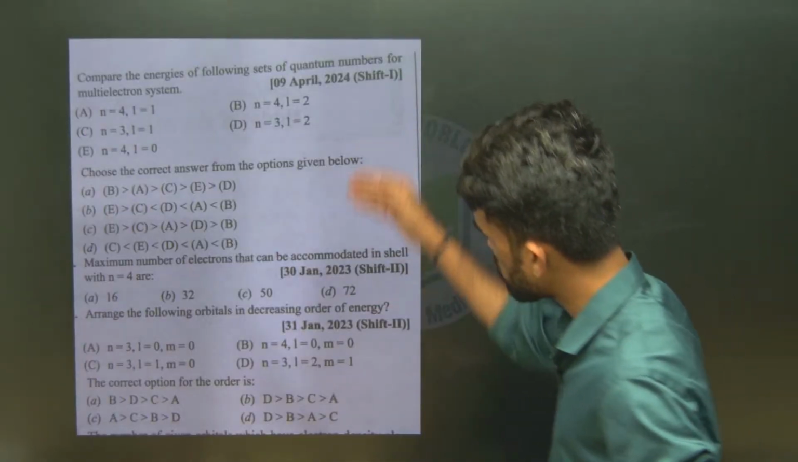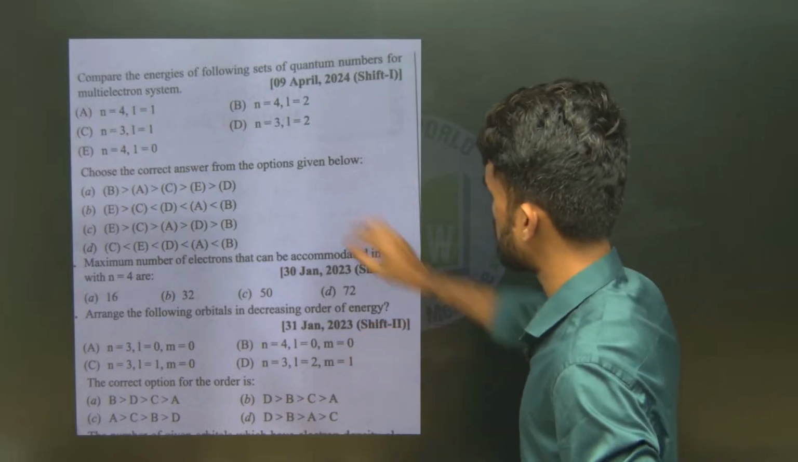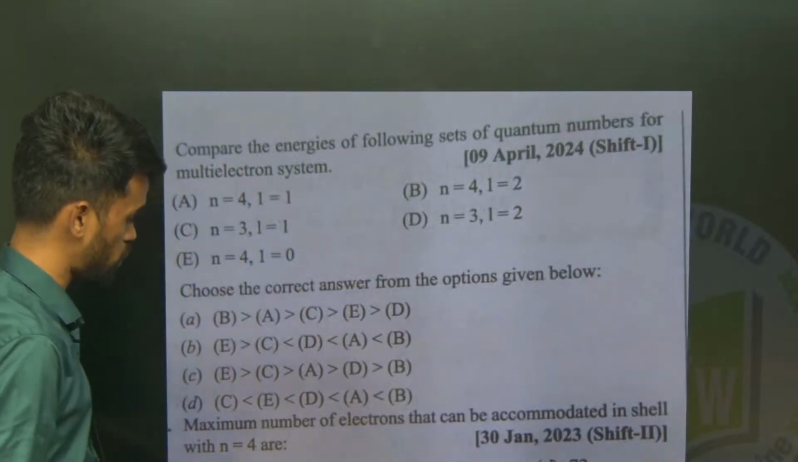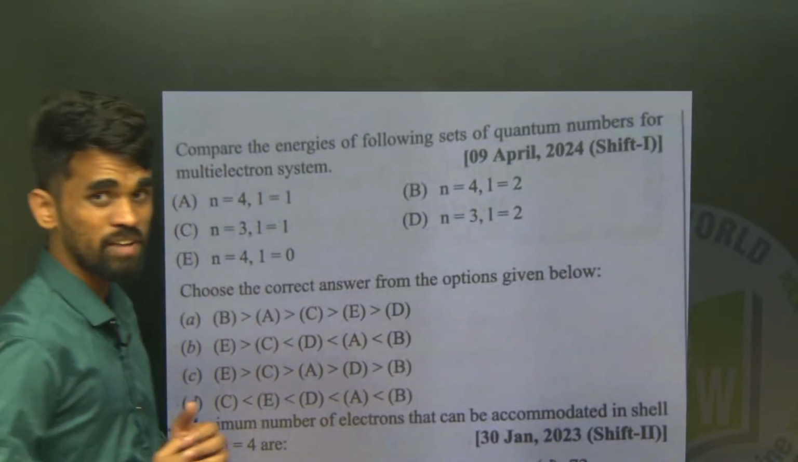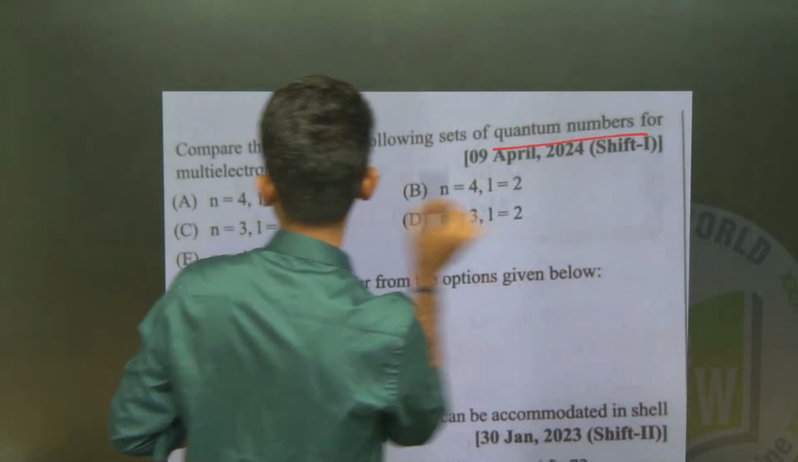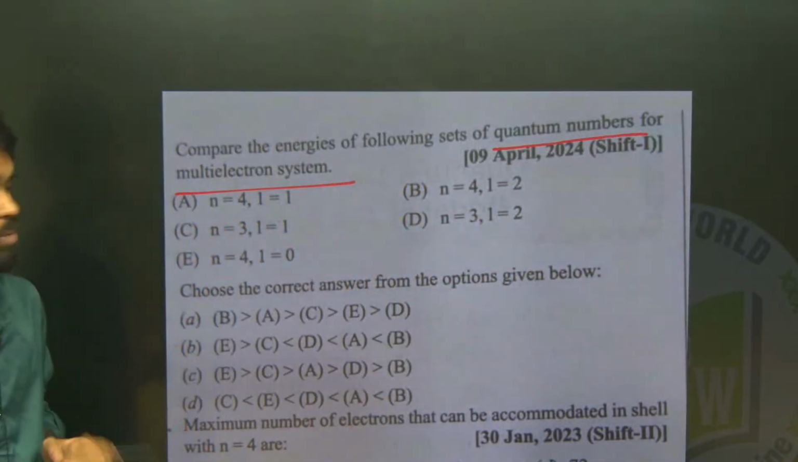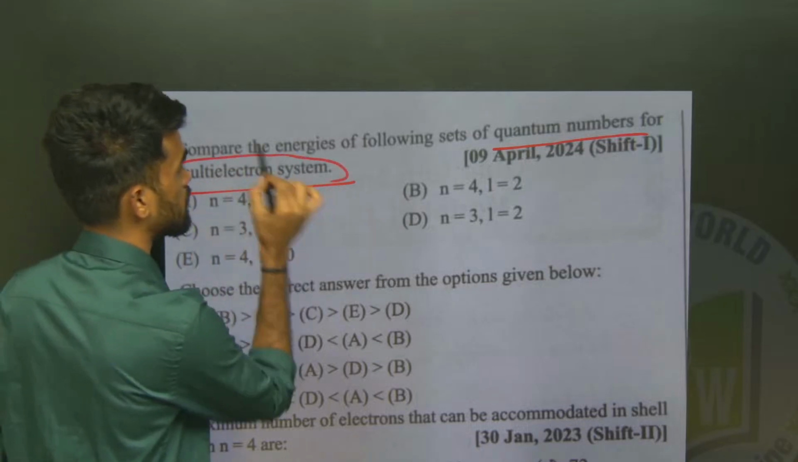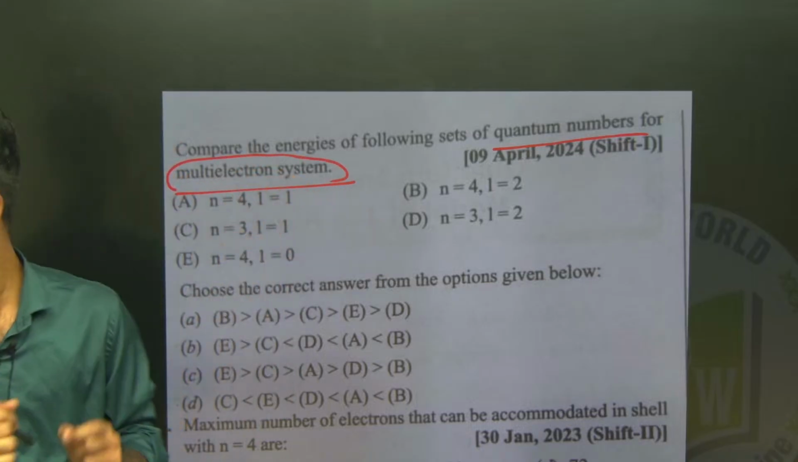See, we have this many questions in quantum numbers, and we have a lot of questions because quantum number is one of the very important topics that should be understood by every aspirant. Compare the energies of the following set of 4 quantum numbers for a multi-electron system. They have specially mentioned multi-electron system.